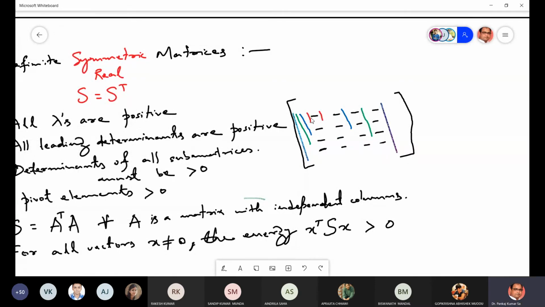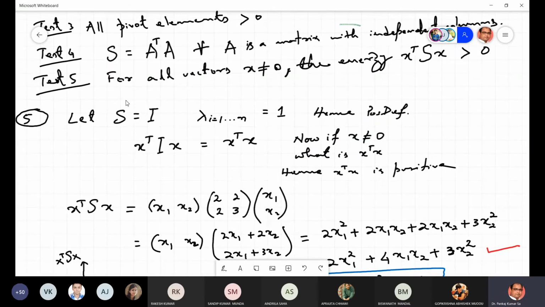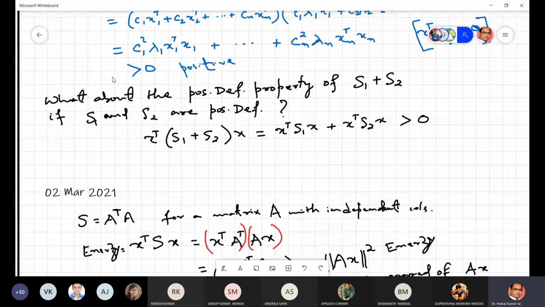So the determinant of this matrix, the complete one, the determinant of this green one, the determinant of these blue guys, the determinant of this red guy. Everything should be positive. So here that is lacking in this example that we are talking about now. The determinant of the first leading guy is lacking.